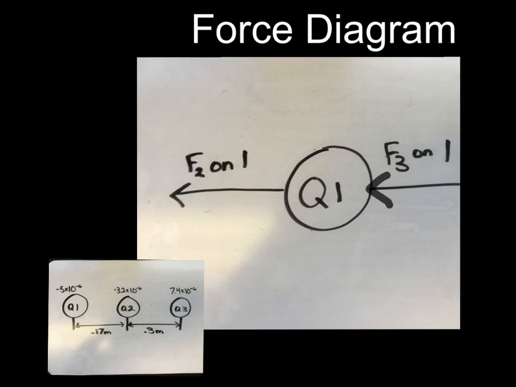If we were to look at quantity 1 and quantity 3, they're a negative and a positive, which means they have opposite charges, so they're attracted to each other. So F of 3 would move towards quantity 1.